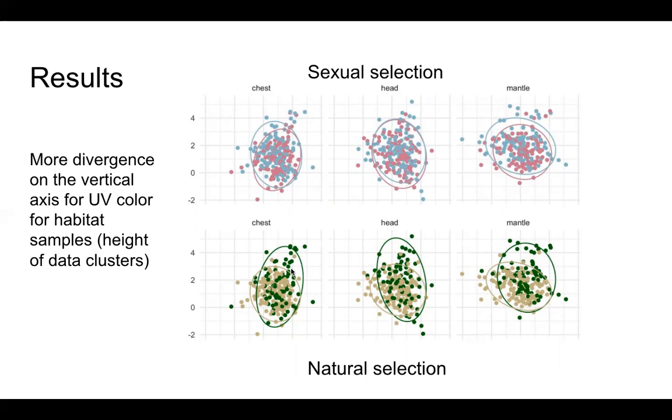Looking at the bottom, however, for natural selection, these green ovals are taller than the tan ovals. Remember that this vertical z-axis represents ultraviolet light. So if an oval is taller or goes higher up vertically, that means it has more ultraviolet color. So from this data, we can determine that when we separate based off of habitat, there's more variance in ultraviolet color.